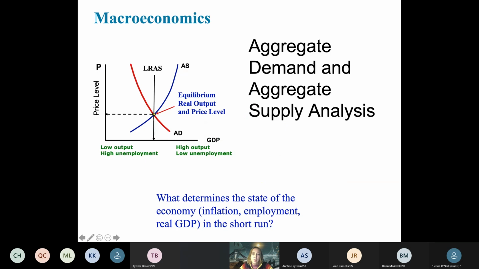Our question of the day is, what determines the state of the economy? Specifically, the level of prices, which is inflation, the employment rate, and the output, so the production level in the economy in the short run. Or you could rephrase this question: why are there recessions? How do we explain them? How do we explain inflations? And in the next 60 minutes, you're going to find out all the answers to the world's hardest questions. Of course, macroeconomists know all the answers.